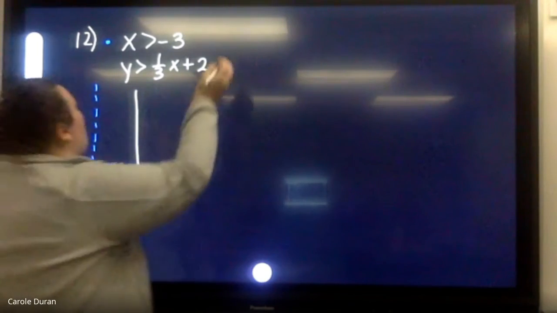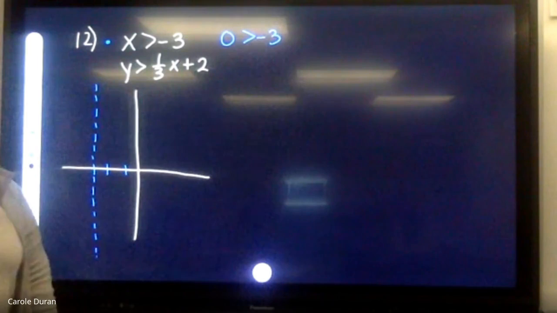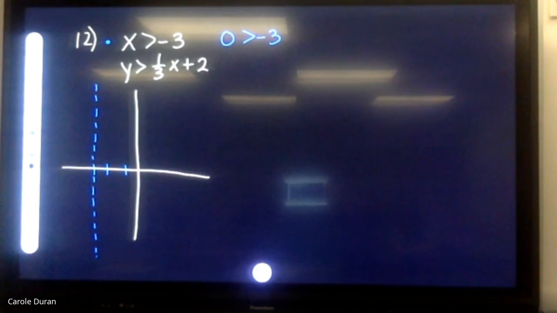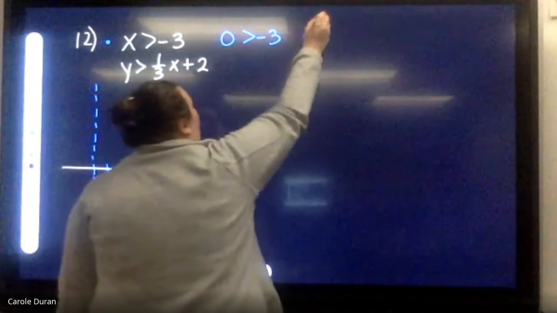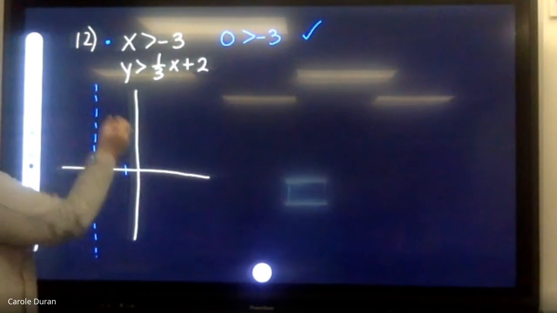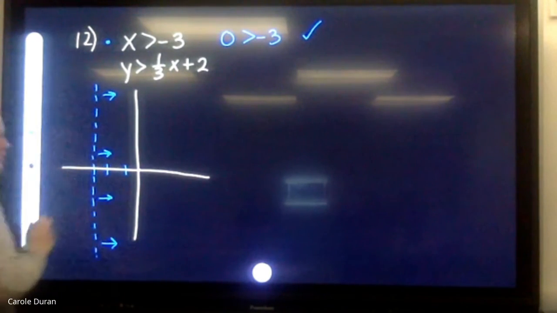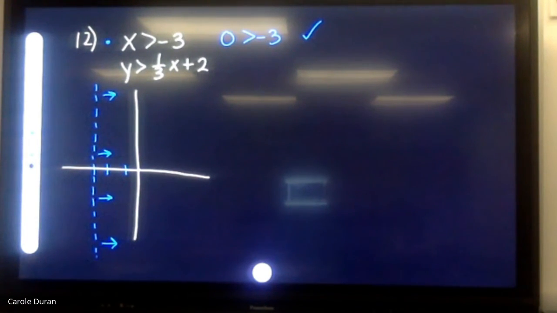Once I've done that, I like to plug in a point to test to see which direction I'll be shading from that line. I like to always plug in 0, 0 because it just makes a lot of sense to me. There is no y, so I just plug in 0 for x, and I get 0 is greater than -3. Is that true? Yes, which means on this line, I'm going to shade toward the point 0, 0, which is right here. So I'm going to shade this direction. I'm just going to put arrows for now so I don't get confused later on.